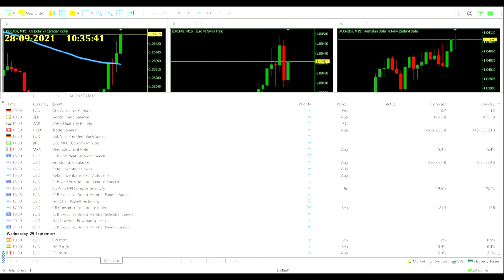Then 3 o'clock, we've got ECB President Christine Lagarde making a speech. It seems like it could have a lot of impact, but she makes a lot of speeches. A lot of the time, they just don't impact. Might see a small increase in volatility, but again, not always, depending on what she's talking about.